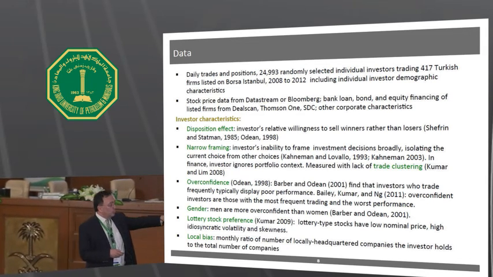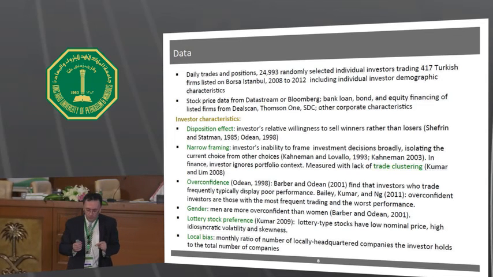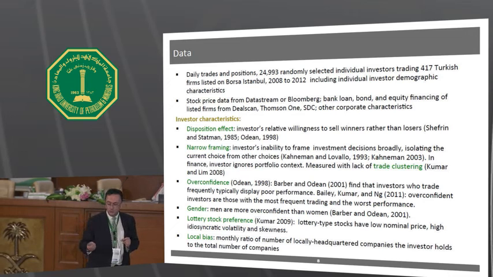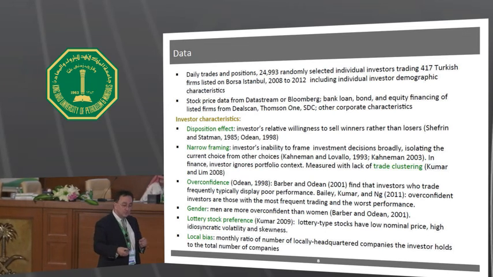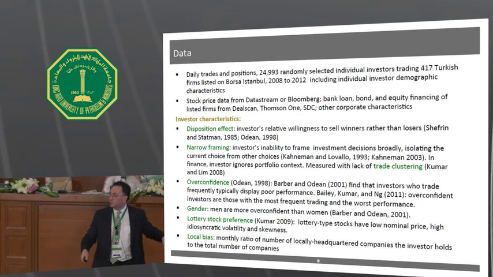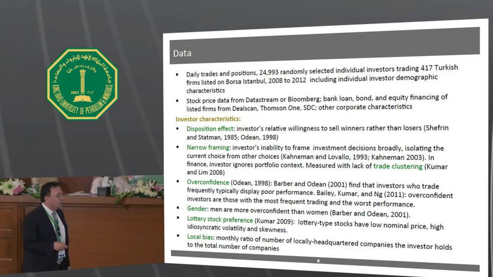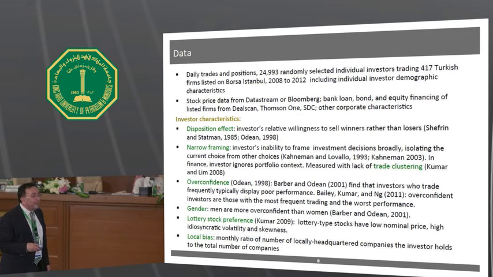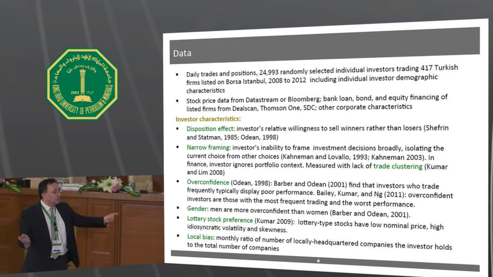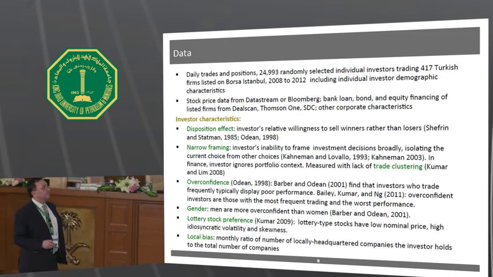In terms of the local biases, as I told you, we are trying to understand that as an investor, you have a tendency to invest in firms whose headquarters are within the region where you are living. So we created a proxy for that: the monthly ratio of the number of locally headquartered companies the investor holds to the total number of companies.